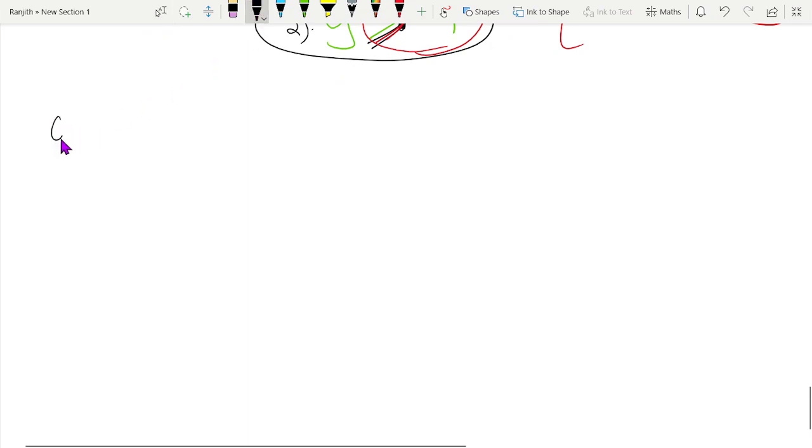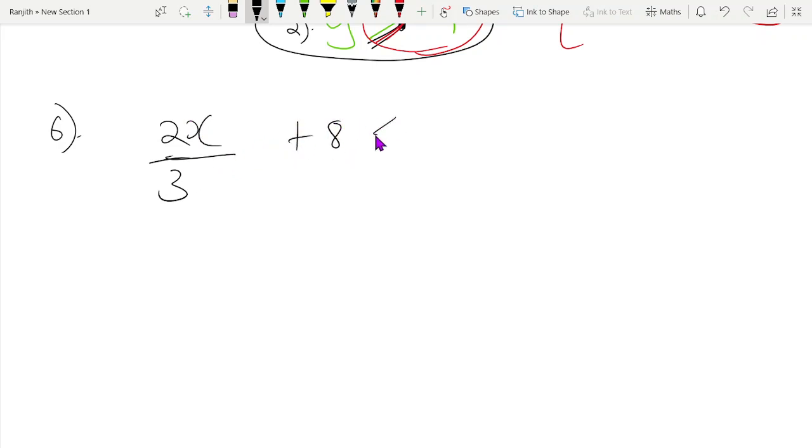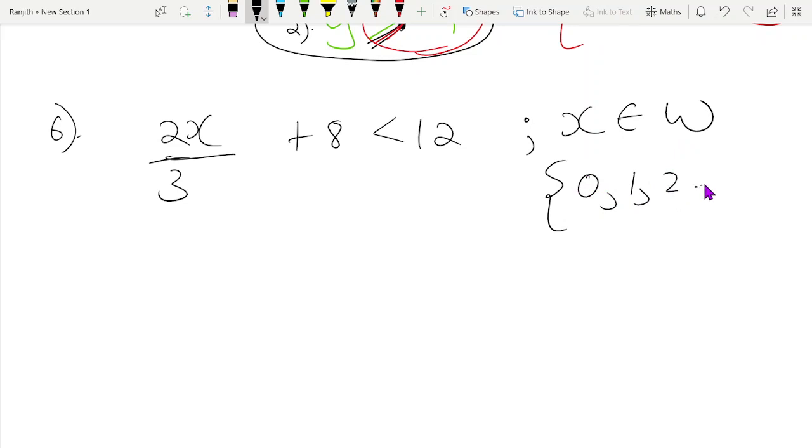Sixth question: 2x divided by 3 plus 8 is less than 12. And what's the limit given? What's the value of x? x belongs to whole numbers. So what are the numbers? Whole numbers start from 0, 1, 2, and it goes on. Remember this. Find the value of x.